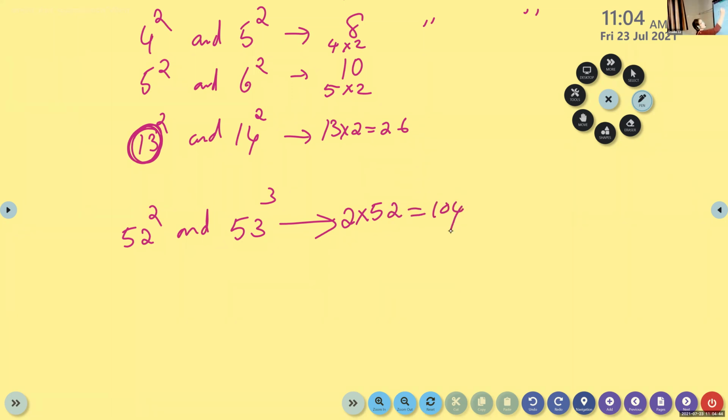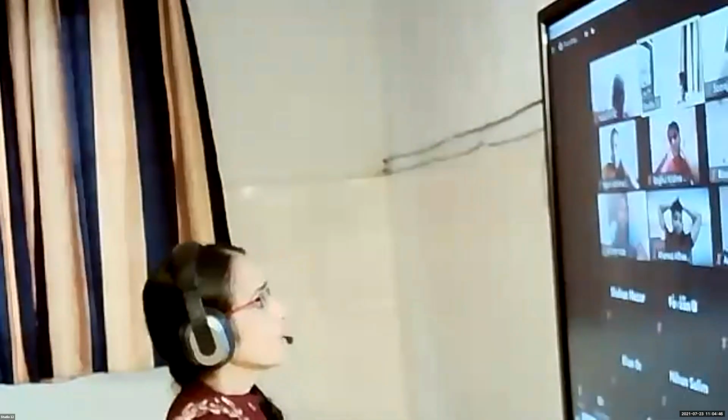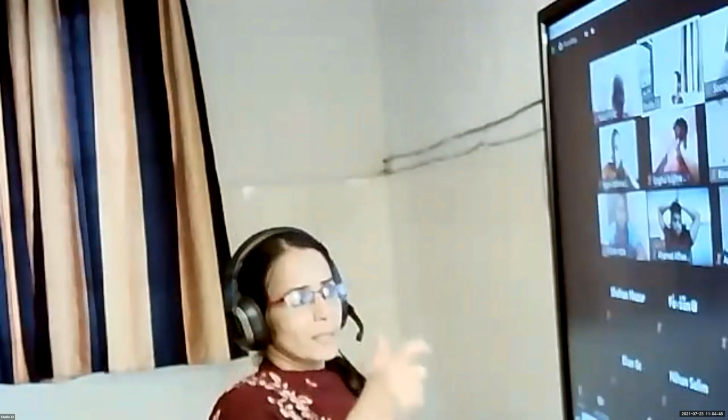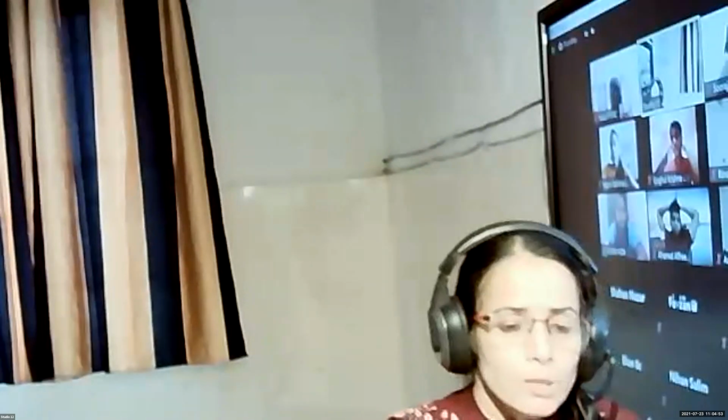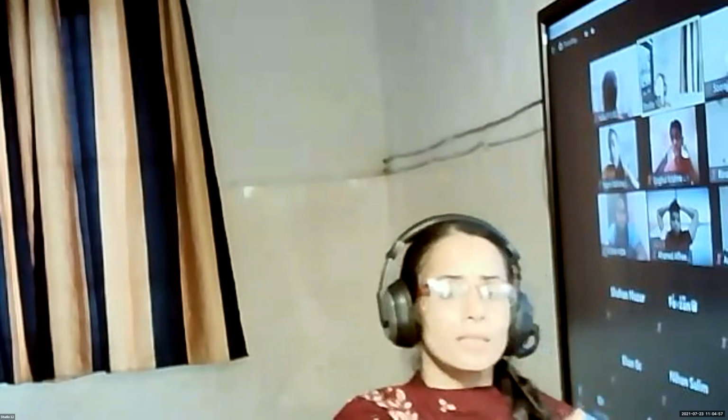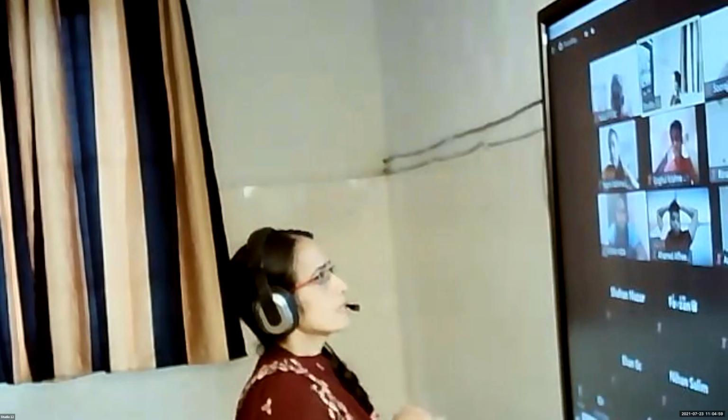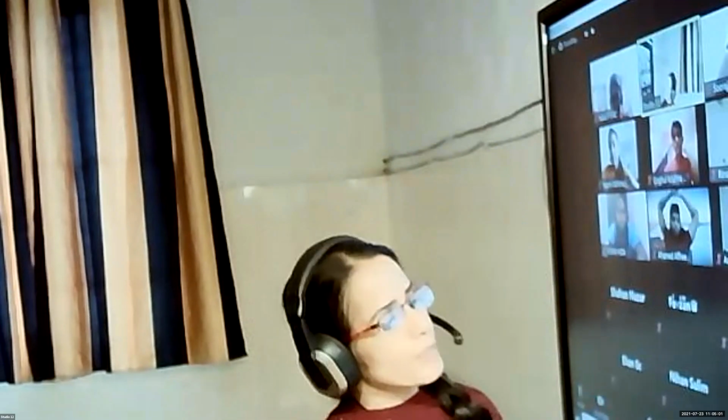Is it clear to all of you how to find, between two square numbers, how many non-perfect square numbers are there? Multiply the least number by 2. Between 16 square and 17 square, how many non-perfect square numbers? 32.